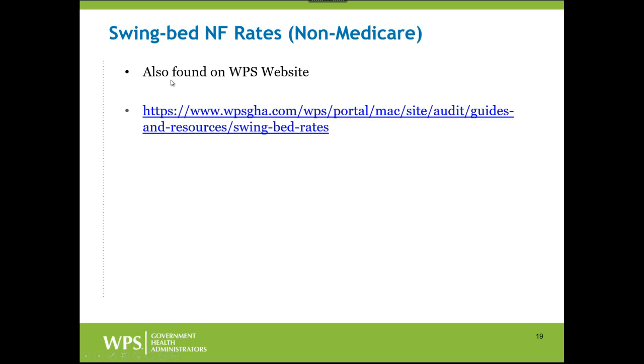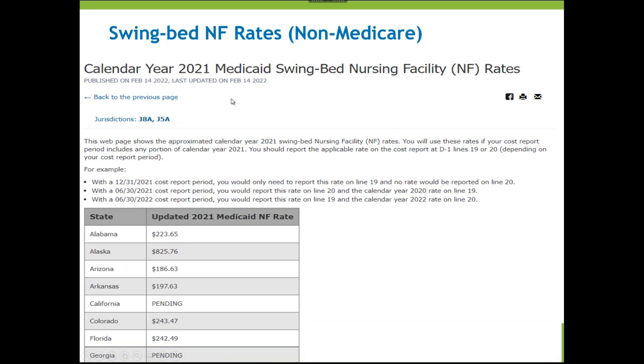Now, the other question here is, where can you find these swing bed NF rates for non-Medicare? Again, they're not found in any CMS policy manual. They are only found by going to the MAC, essentially, to gather those rates. So we have ours reported on our WPS website, and again, it's that same link from earlier. Specifically, if you click on the link that talked about the NF rates, it was listed out by calendar year. You'll see, first of all, before you get to the rates, a little bit of information helping you to identify where this rate should be reported.